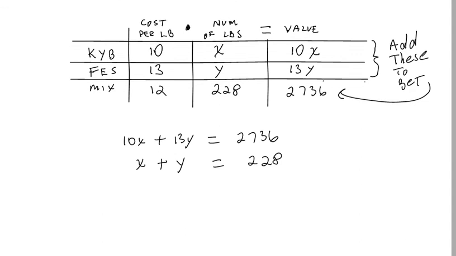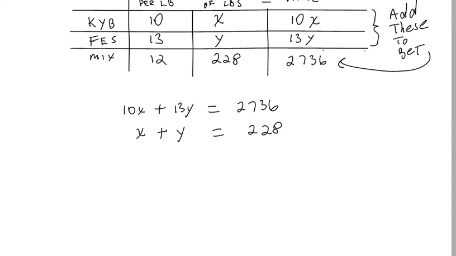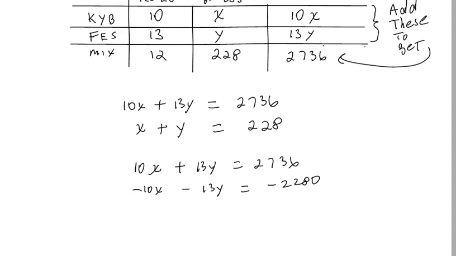There's a number of ways to solve it. What I'm going to do here is just solve it by the elimination method. So we can eliminate the x by multiplying everything in the second equation by negative 10. So that means the first equation will stay the same. The second equation, if we multiply everything by negative 10, will be negative 10x minus 13y is equal to negative 2280, negative 2280. So now we add these two together.